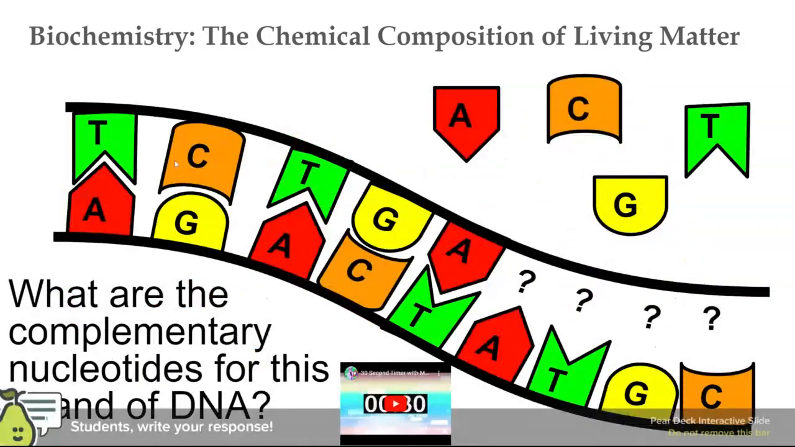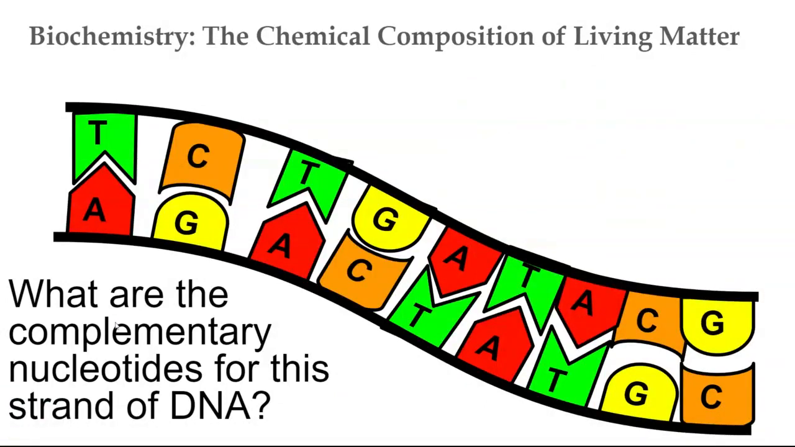So if I were to bind or finish this DNA, adenine only binds to thymine because of those 2 hydrogen bonds. Thymine only binds to adenine for those 2 hydrogen bonds. Guanine only binds to cytosine because it has 3 hydrogen bonds, and cytosine only binds to guanine because of the 3 hydrogen bonds. So it should look like this.